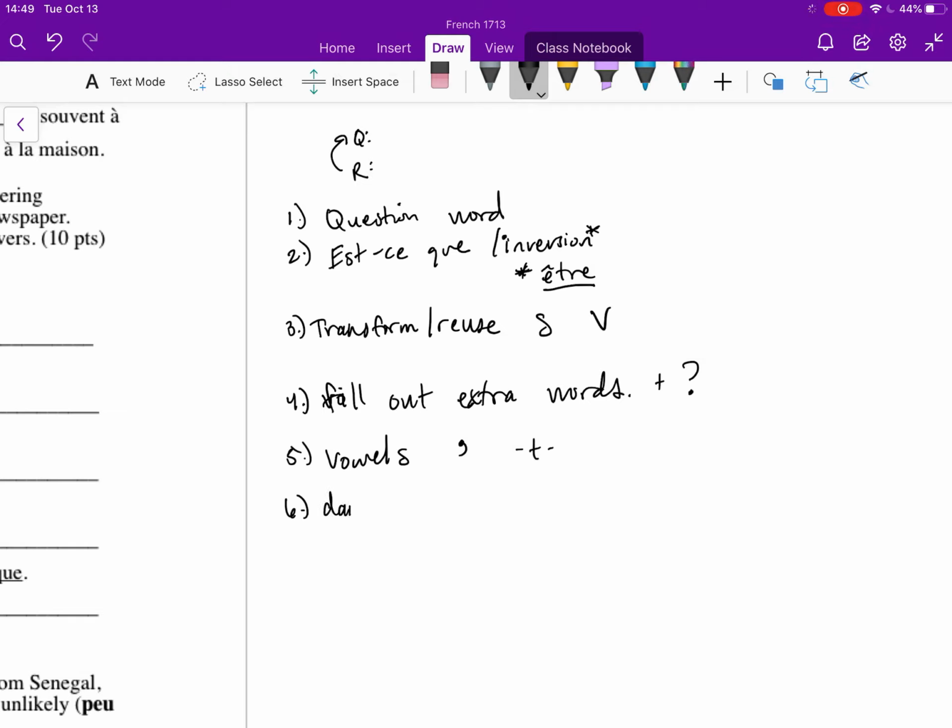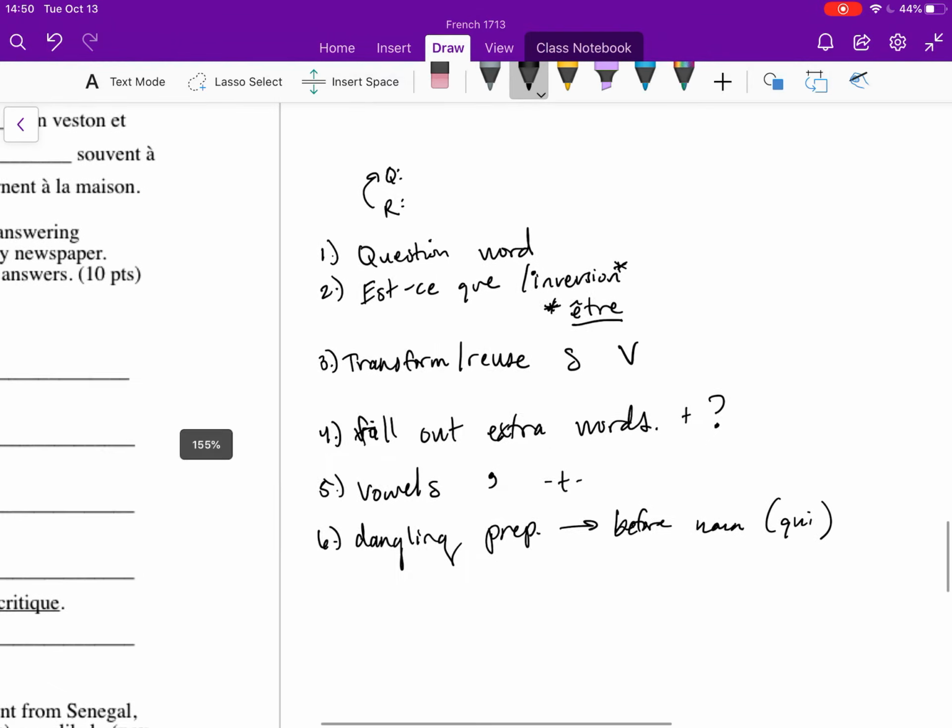And the sixth thing is watching for dangling prepositions. Dangling prepositions will go and be moved to before the noun that they're referring to, which most of the time for us is the question word qui. Most of the time.